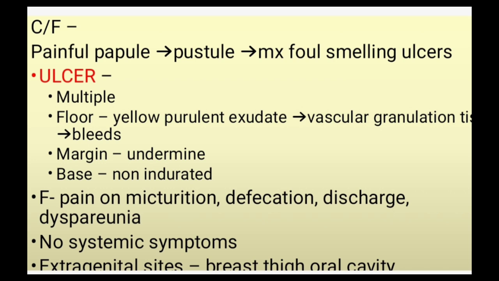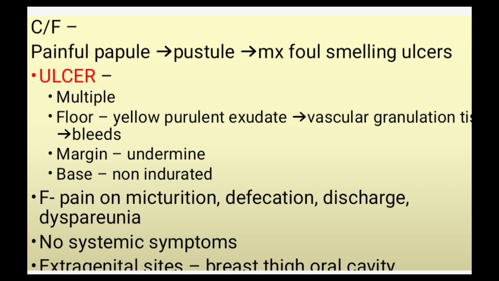Clinical features: chancroid can start as a painful papule, then progress to form a pustule, then multiple foul-smelling ulcers can develop. The ulcer will have the following characteristics. They are usually multiple. The floor contains yellowish purulent exudate and vascular granulation tissue which bleeds on manipulation. Margin would be undermined. Base is non-indurated.